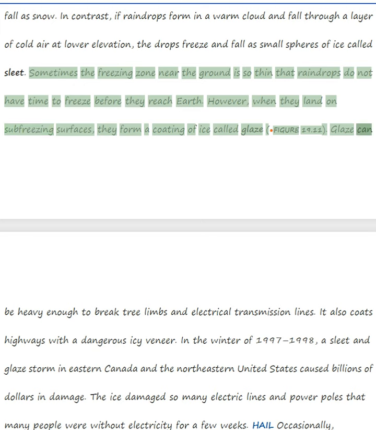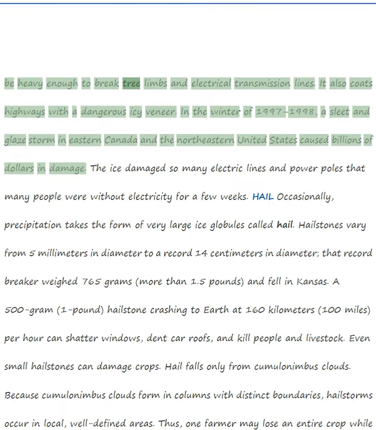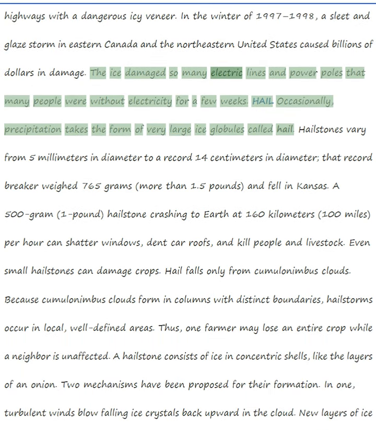Glaze can be heavy enough to break tree limbs and electrical transmission lines. It also coats highways with a dangerous icy veneer. In the winter of 1997-1998, a sleet and glaze storm in eastern Canada and the northeastern United States caused billions of dollars in damage. The ice damaged so many electric lines and power poles that many people were without electricity for a few weeks.